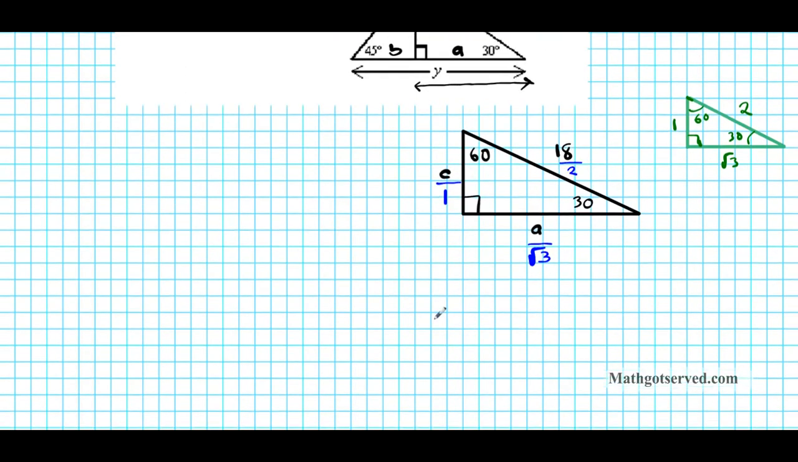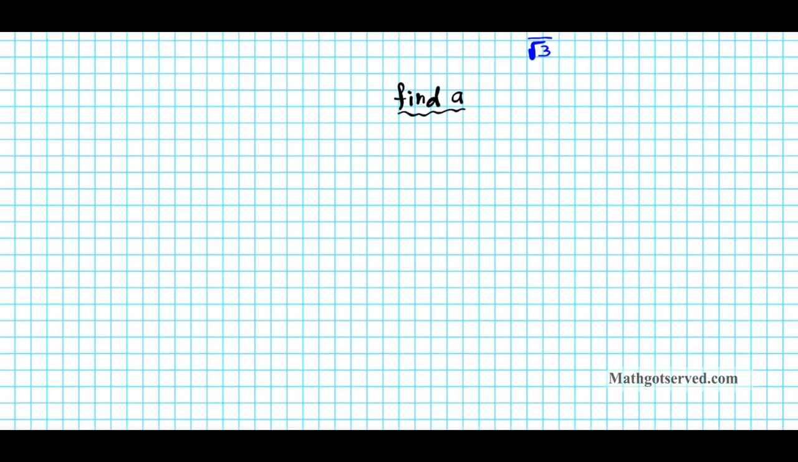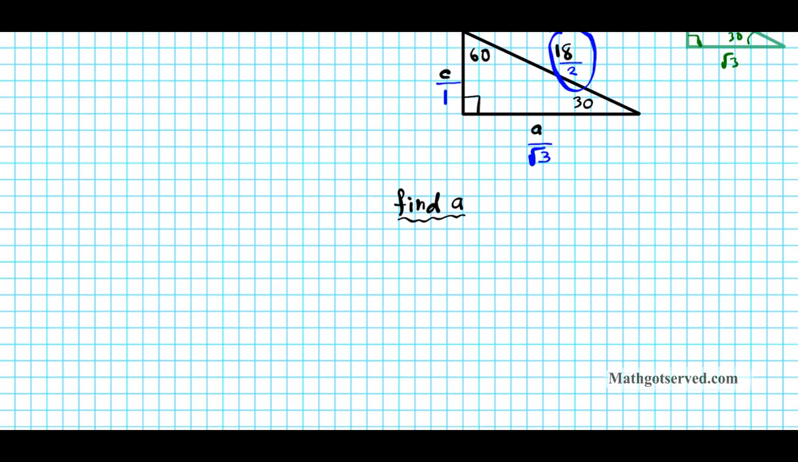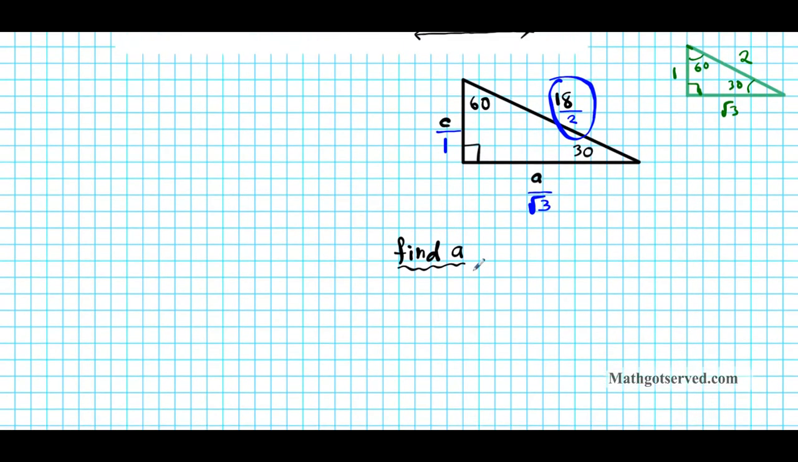So let's start off by finding A. Okay, so to find A, we're going to set the ratio that has the variable we're missing with the ratio that has no variable at all, which is this ratio right here. Okay, so let's go ahead and set up the ratio and then solve. So we're going to have A over √3 is equal to 18 over 2.